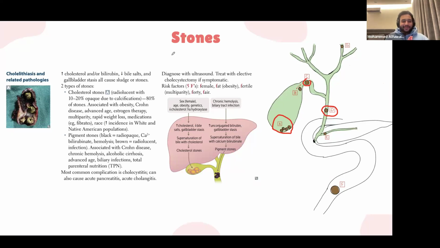Now, ascending cholangitis, the patient has right upper quadrant pain, fever, and jaundice. What is this triad called? Charcot's triad. The patient has right upper quadrant pain, jaundice, fever, hypotension, and altered mental status. What is this pentad called? Reynolds' pentad. Good. Okay. Memorize these two for ascending cholangitis.